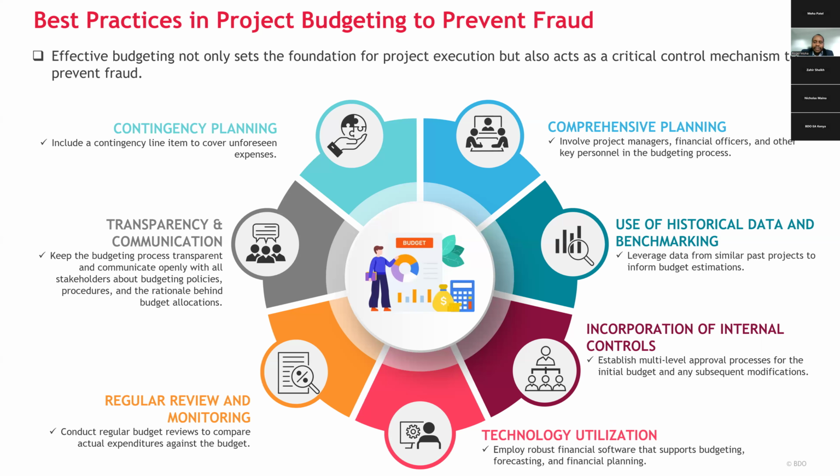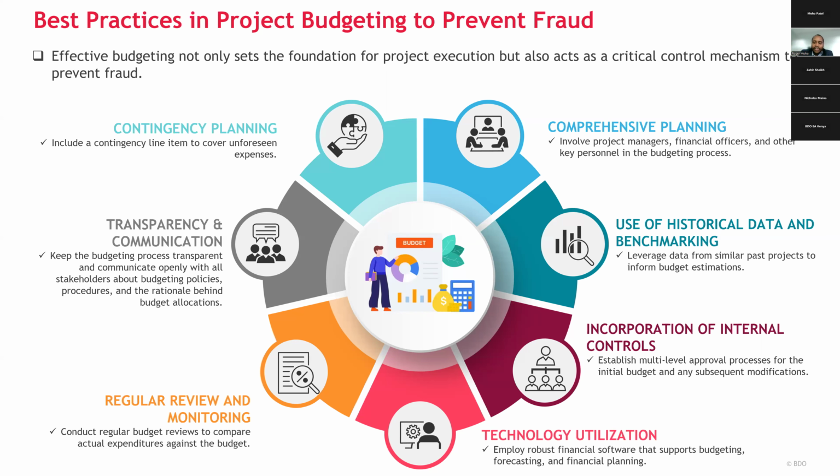Two, you can use historical data and benchmarking. So you can leverage data from either past projects or from online sources or from other referrals to ensure that you identify reasonable cost estimates and prevent over budgeting or under budgeting. The third one is incorporation of internal controls. So here you can have a multi-level approval process for the initial budget and any subsequent modifications to the budget. And you can also require detailed justification documentation to ensure that any changes are legitimate and they are necessary.